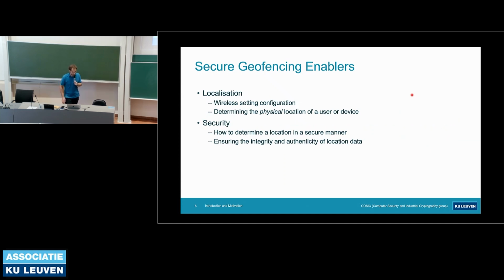So what are the pillars or the enablers of geofencing? Well, first we need to rely on location in some way. And since we are in a wireless setting, we need to determine location physically. So where is exactly the user, meaning the physical coordinates. And then we want to do this securely, meaning that we want to determine location in a secure manner. That is, that the authenticity and integrity of the location data is ensured.